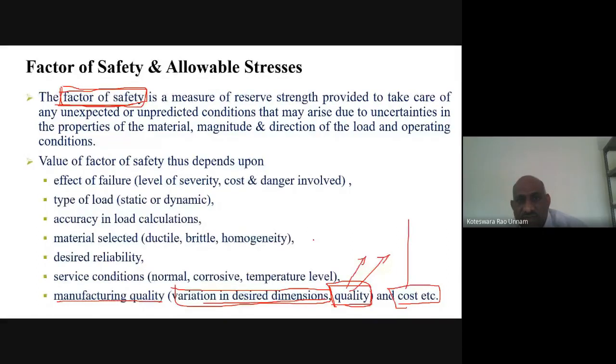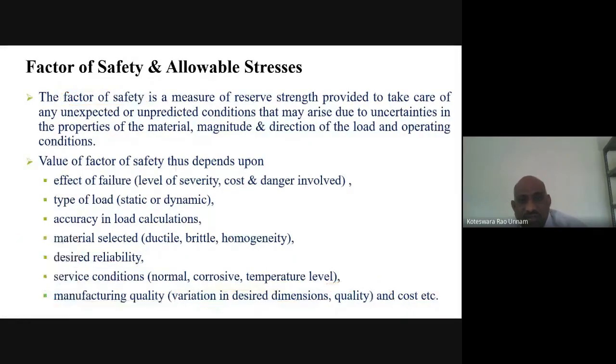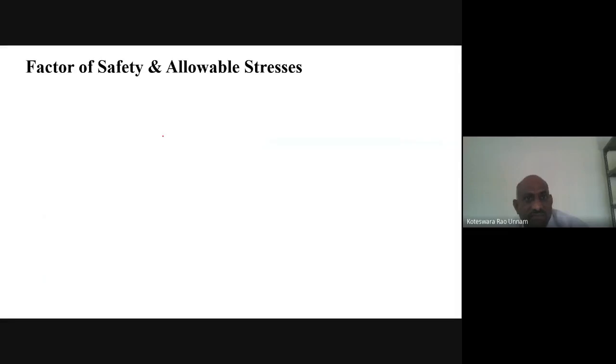So it should not fail. That means it should have at least some acceptable reliability, and at the same time the cost should be within acceptable levels. So by striking a balance between these two, the factor of safety will be decided. Once the factor of safety is decided, then we can calculate the allowable stresses in any component. So now I'll show that in the next slide.